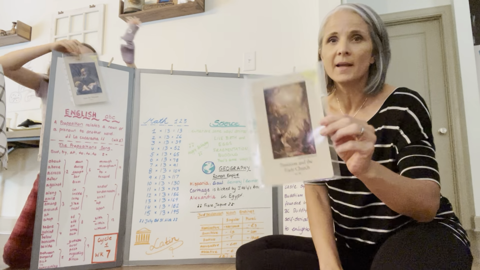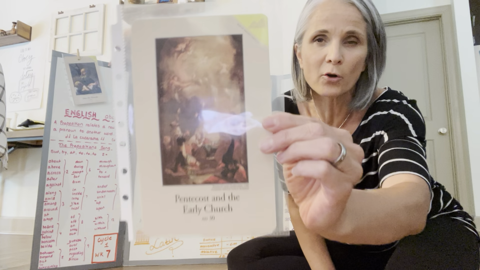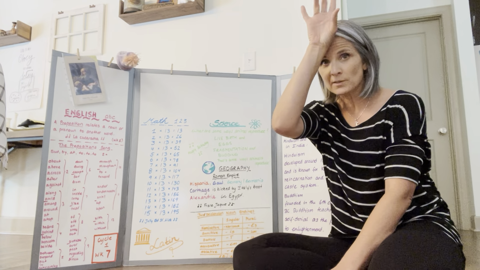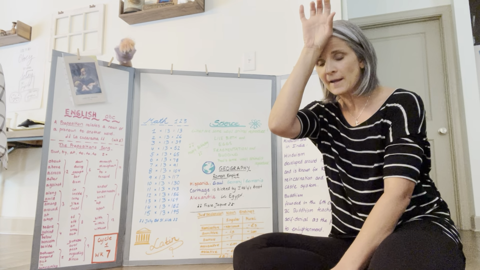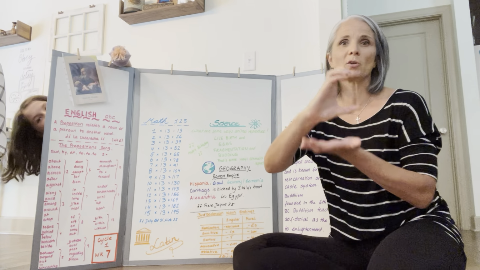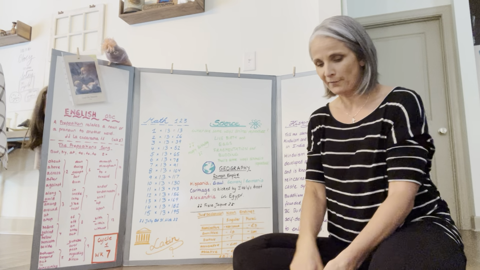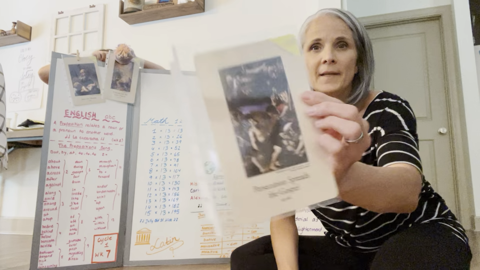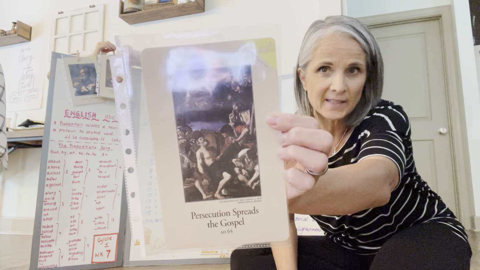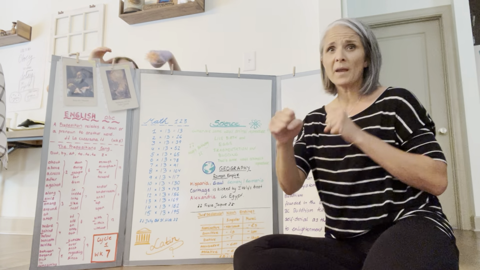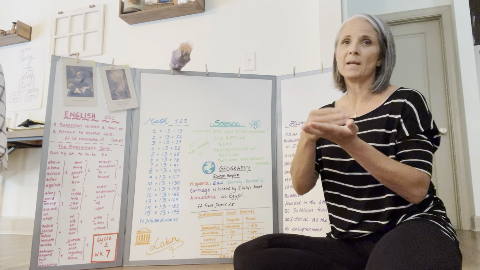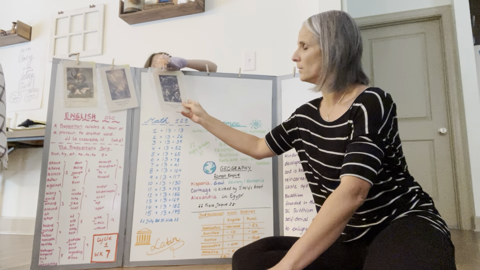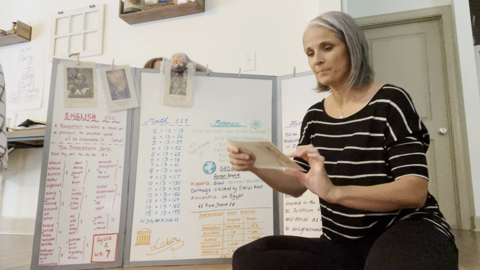Okay, next one is Pentecost and the early church. For Pentecost, that's when tongues of flames. So we're going to do some tongues of flames on our forehead. Pentecost and the early church. So a big C on top of our hand. Next is persecution spreads the gospel. So we have persecution and then we're spreading the gospel. There you go. Card monster.